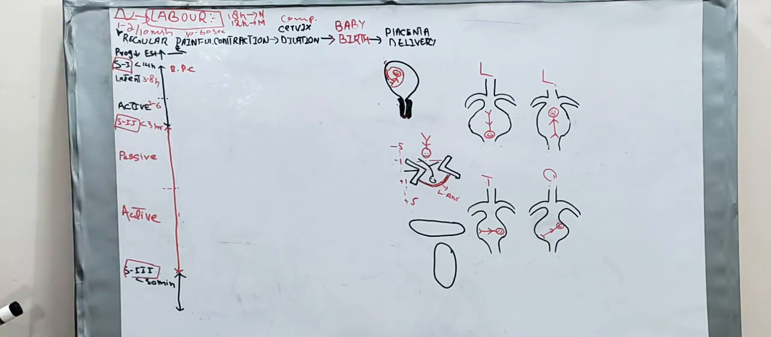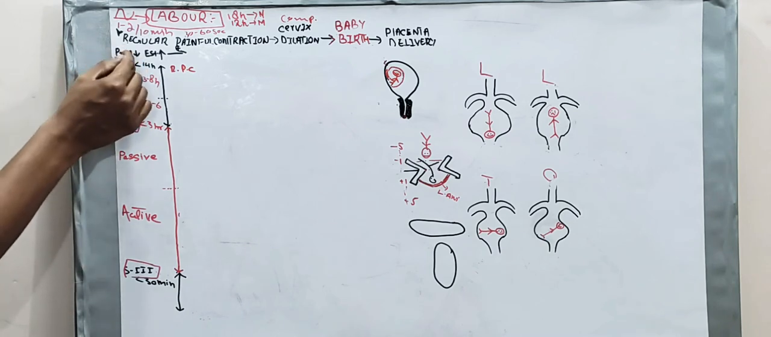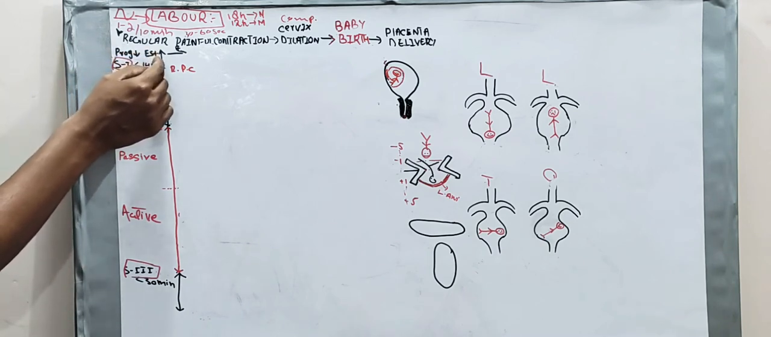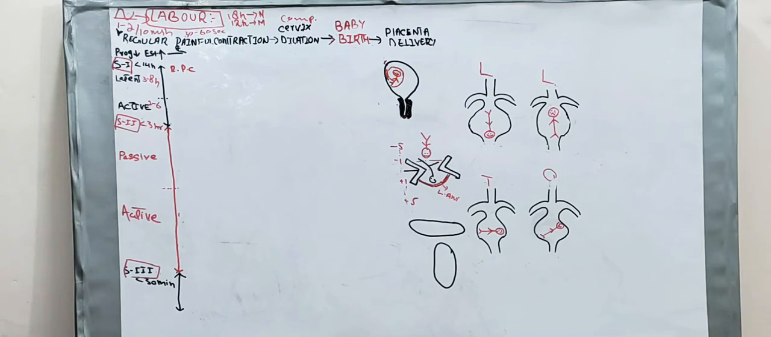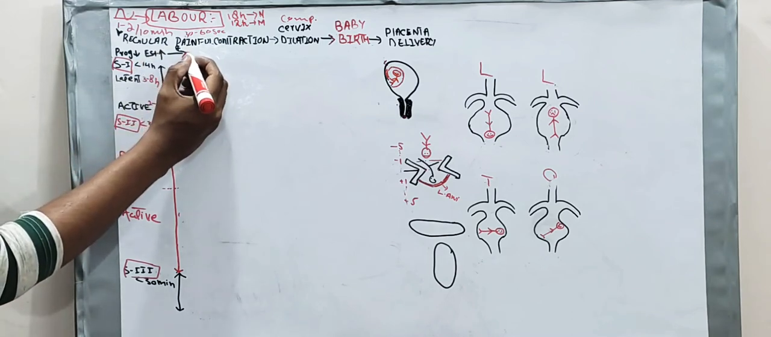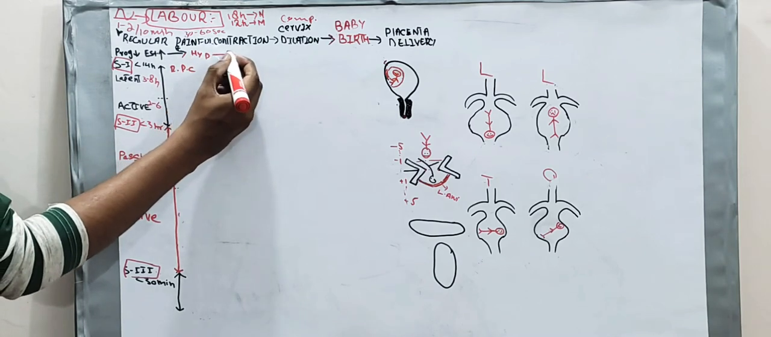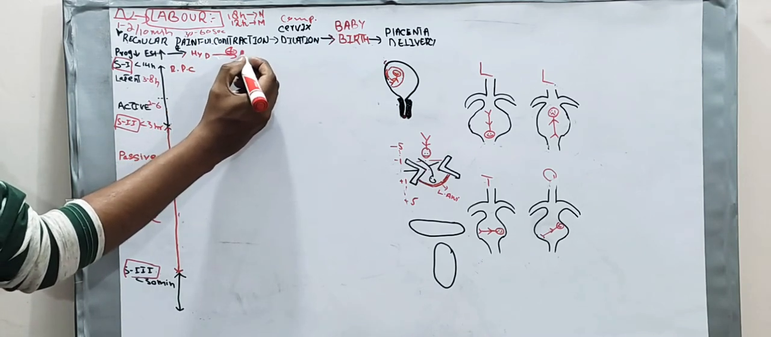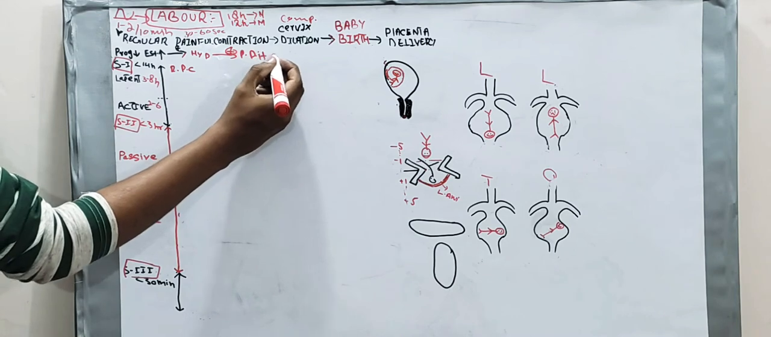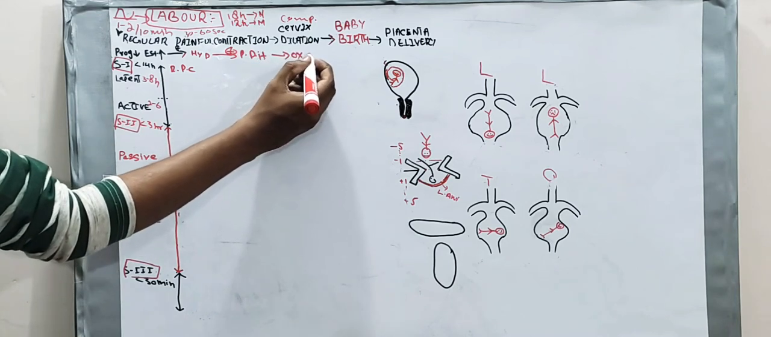Why these regular painful contractions? One of the main reasons is a fall in progesterone and an increase in estrogen around 37 weeks that results in the stimulation of the hypothalamus, which gives a positive feedback signal to the posterior pituitary gland. The posterior pituitary gland releases oxytocin.